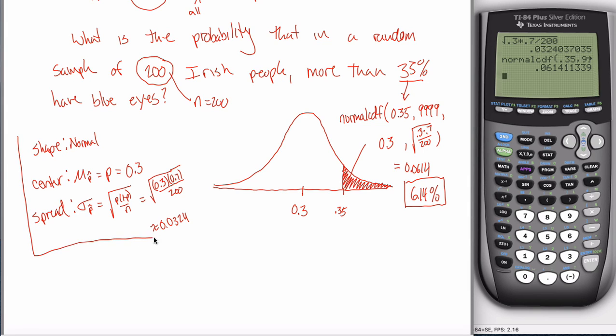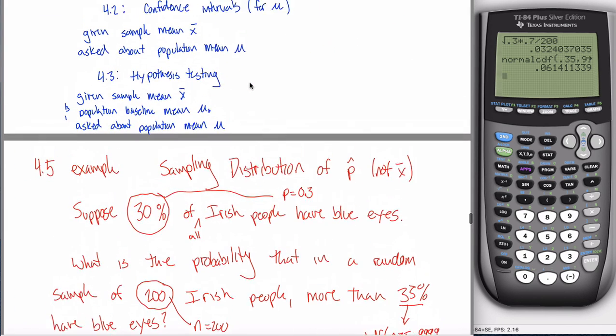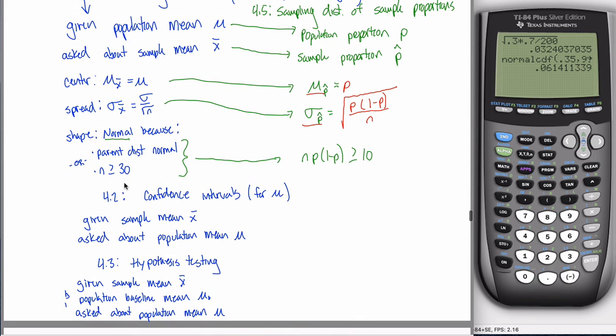To get full credit on this problem, not only do you have to tell me the center and the spread, you also have to justify why the shape is normal. So I talked a little bit about that in the last video. I don't even want to get into it too much. It's the n is greater than or equal to 30. Unfortunately, that criteria doesn't work anymore, so you got to memorize a new one.